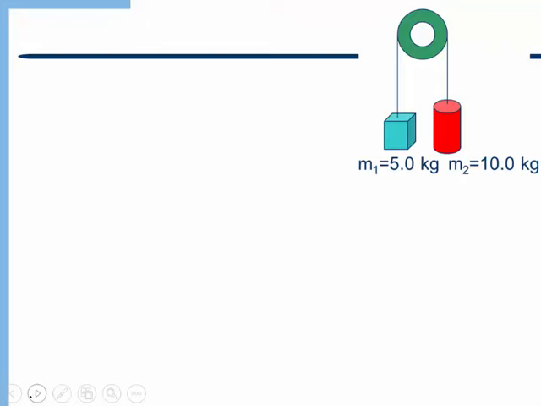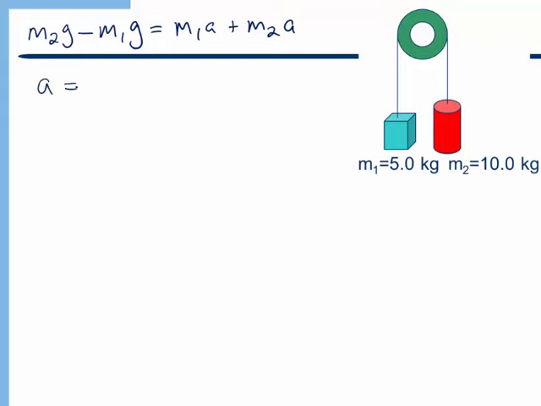Let me write that down again. We had m2g minus m1g is equal to m1a plus m2a. Well, now we can go ahead and solve for the acceleration. I'm going to factor out the m's and then divide. So I get a is equal to m2 minus m1, times g, divided by m1 plus m2. I'm doing a couple of algebra steps here.